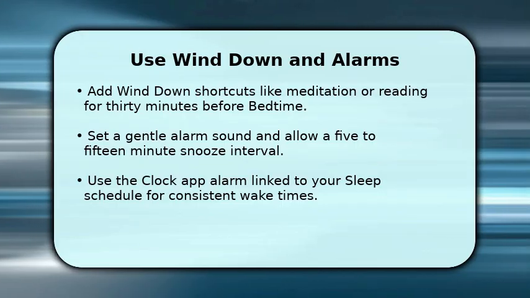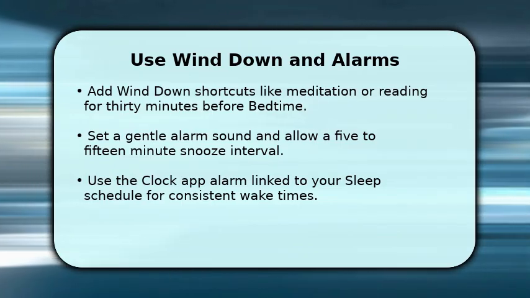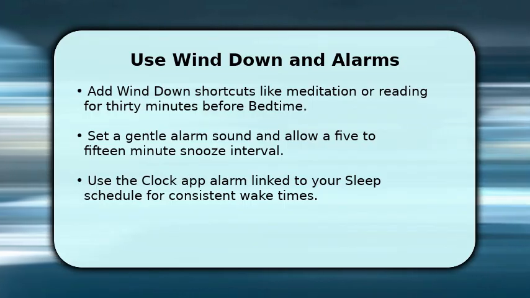Set a gentle alarm sound in the clock app to wake you at the scheduled time. Configure snooze intervals of 5 to 15 minutes if you need a gradual wake. Link the clock alarm to your sleep schedule so wake-up times stay consistent across days. This combination helps reinforce regular sleep and wake patterns.